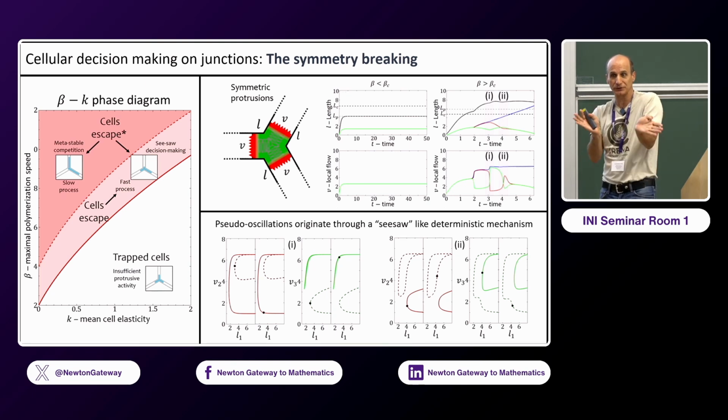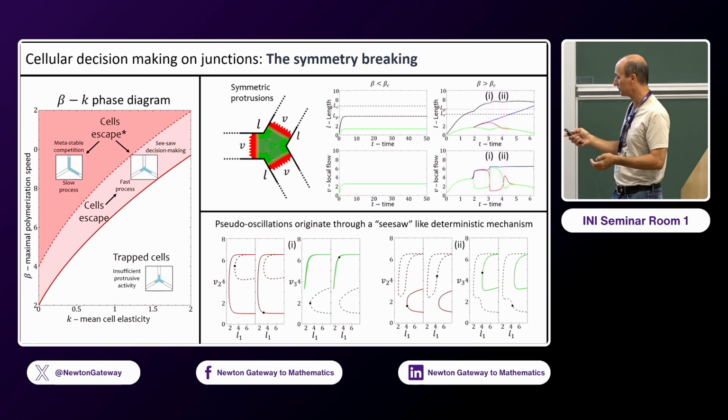So you have more competition between all of them, and if the conditions are such that the polymerization is not strong enough to break this symmetric solution, you get trapped. Of course, if the polymerization is strong enough, then you escape and you go through the junction smoothly. I'll show you some examples.